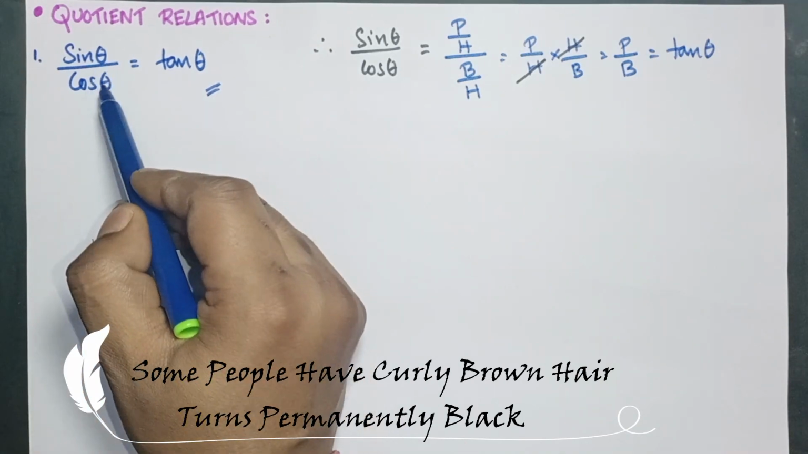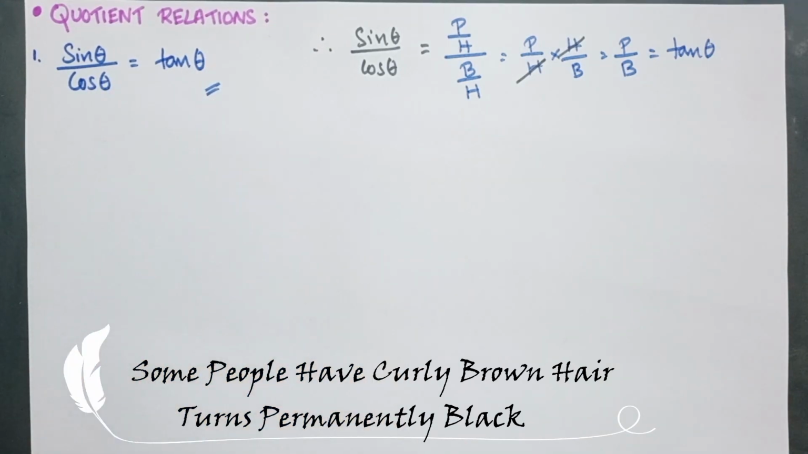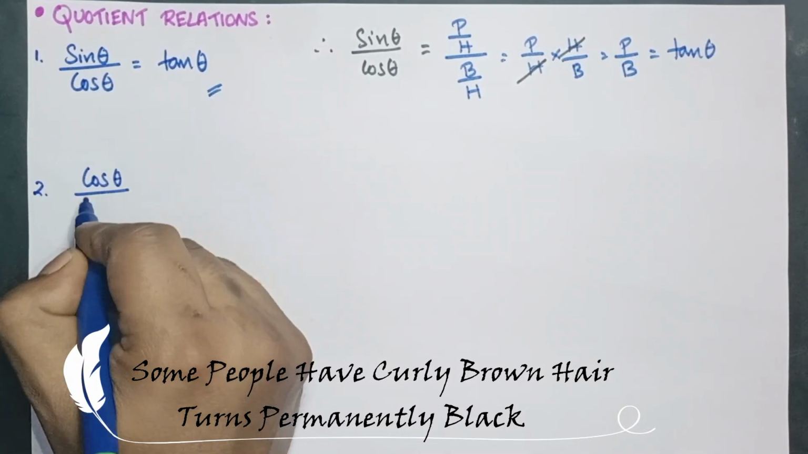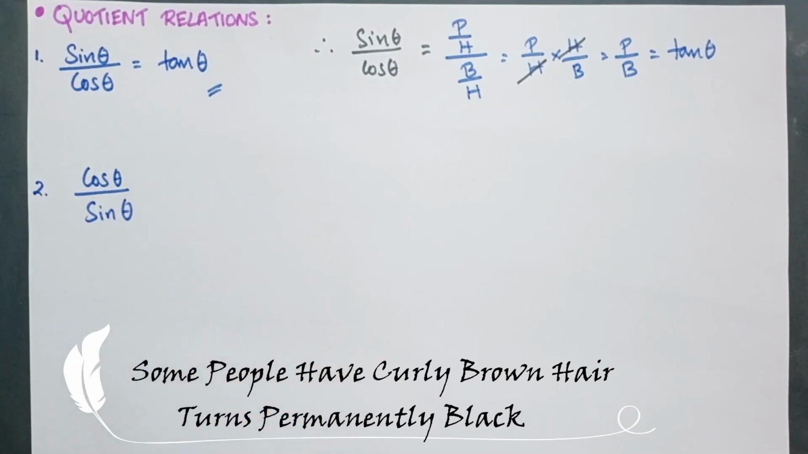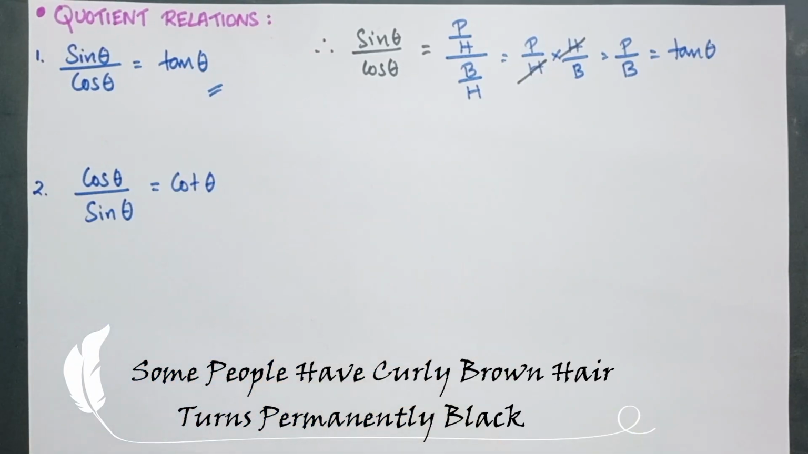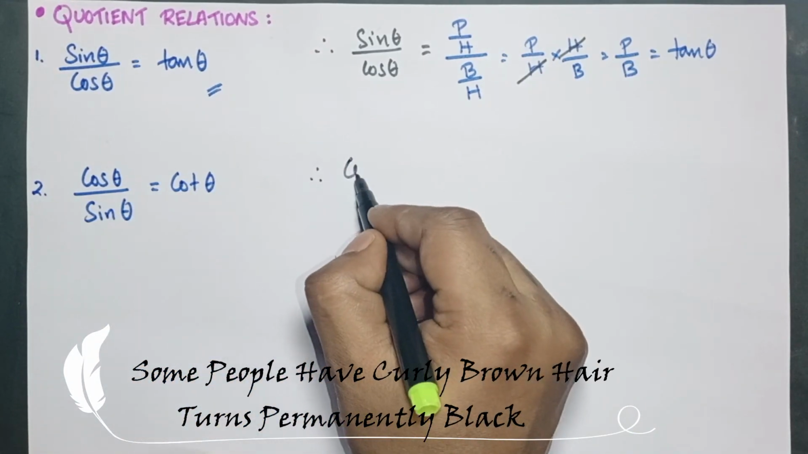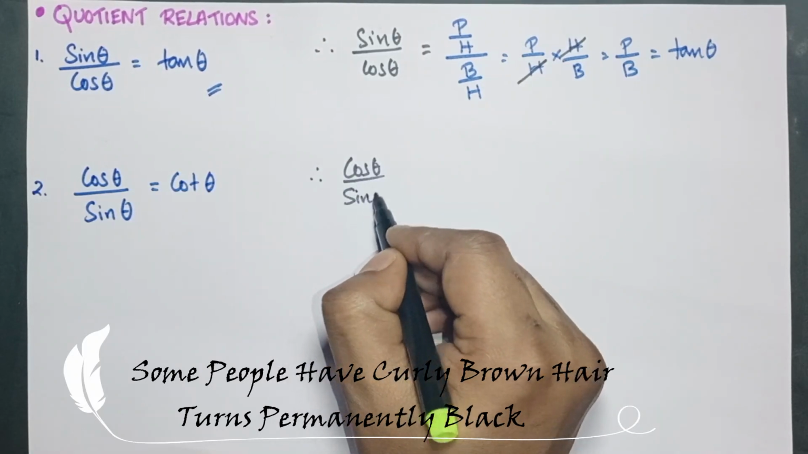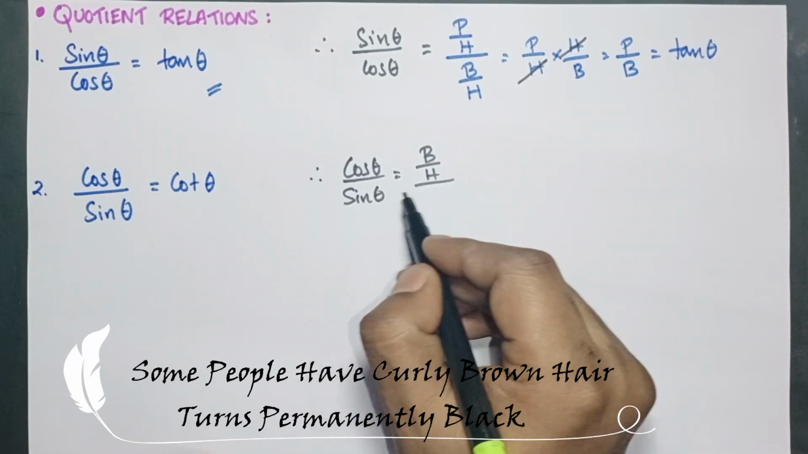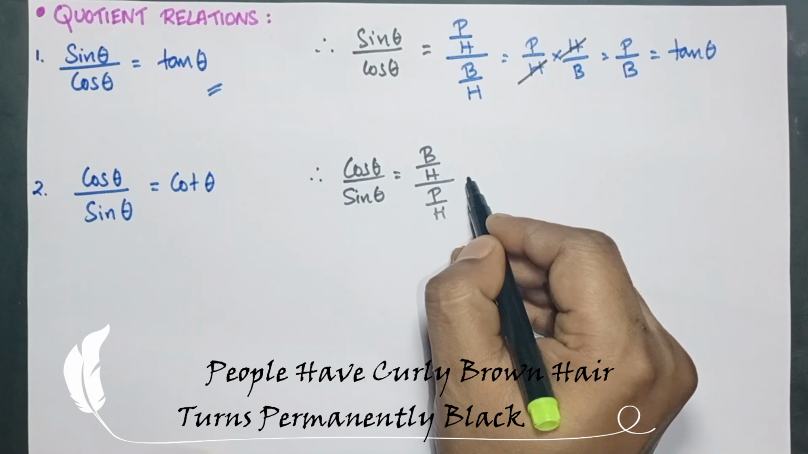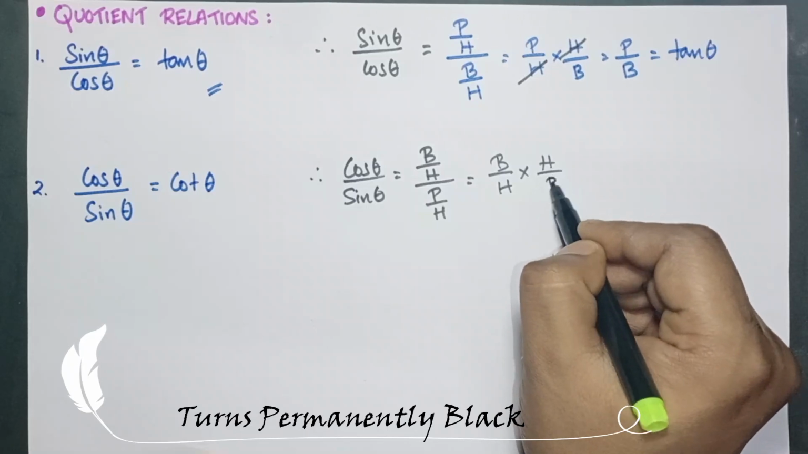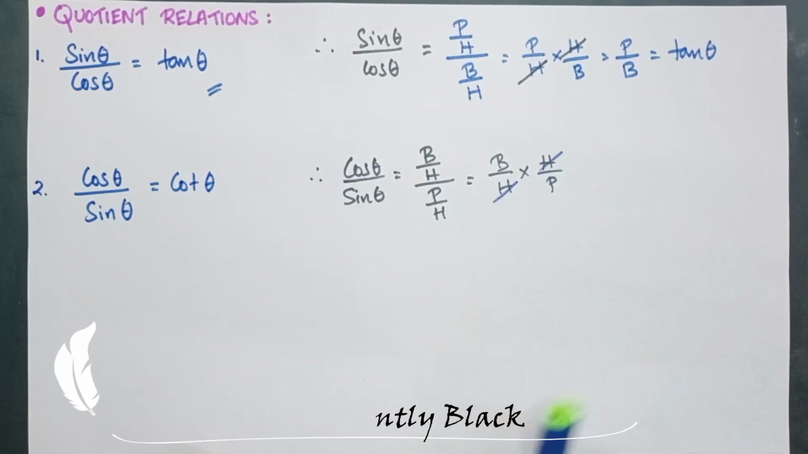Number one is sine by cos will give you tan theta. Now we have another formula for this. It's just the reciprocal, cos theta by sine theta. The formula says cos theta by sine theta is your cot theta. Okay, so I'll show you the proof also for this, if you forget in exam. Cos theta divided by sine theta. So cos theta is curly brown hair, sine theta means some people have. So I can write like this: B by H into H by P. Now this H gets cancelled.